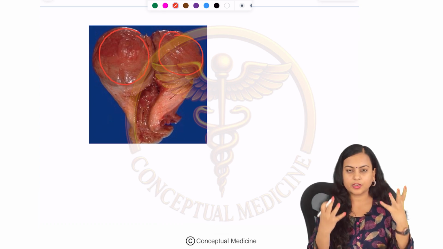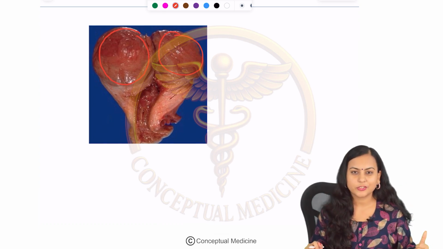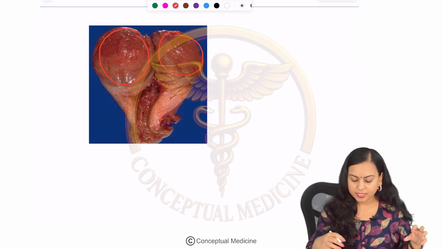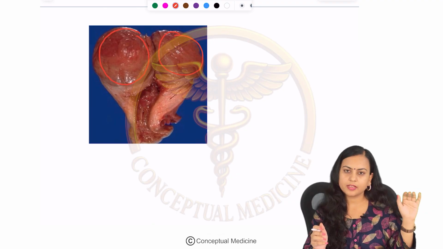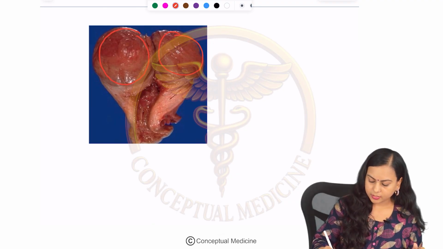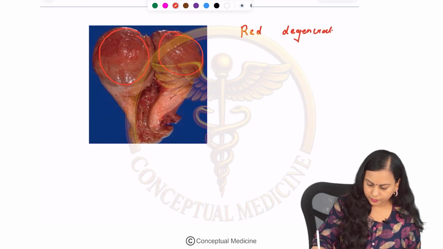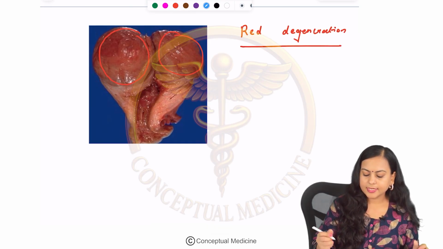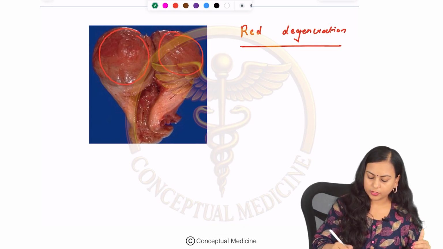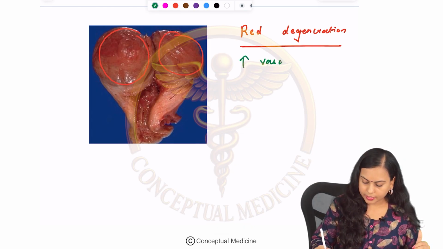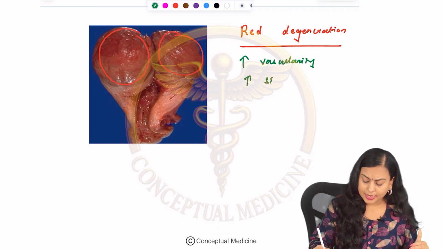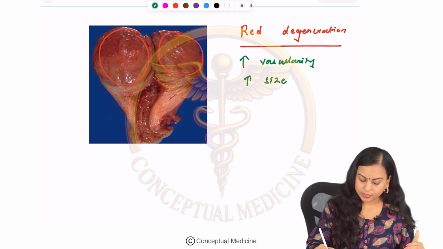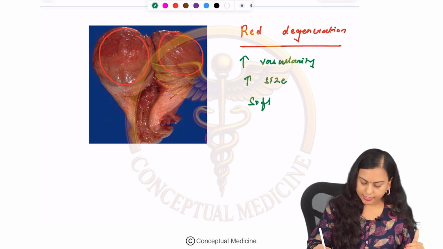That is, the leiomyoma is very furious. It looks somewhat red. Yes, it is going to be a red degeneration. And you are able to make out the soft structure also, right? It seems to be like a soft structure. So it is a red degeneration of leiomyoma. Okay, so this is mostly seen during pregnancy because of the increased vascularity in pregnancy. This happens. There is an increase in size of the fibroid, and it becomes soft as well.